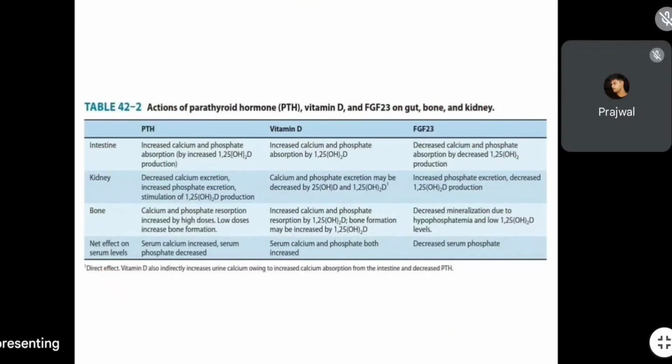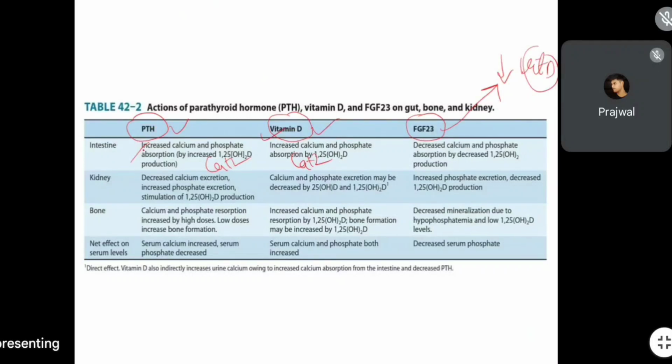I just explained to you the importance of PTH, the actions of vitamin D, and the actions of FGF23. What is FGF23? It is a fibroblast growth factor. What it does is stop the production, or activation, of vitamin D. Let us revise the actions of PTH, vitamin D and FGF23. In the intestines, PTH and vitamin D have the same action. They will improve the absorption of calcium. PTH and vitamin D both will try to increase the absorption of calcium from the GI tract.